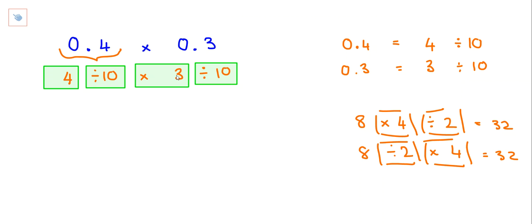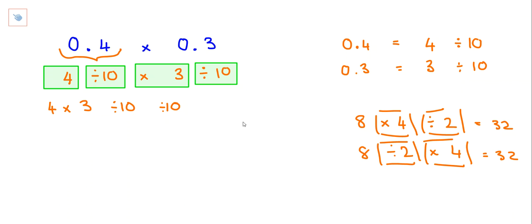So I'm going to do that here. I'm going to rearrange it. So I'm going to do the 4 times the 3. So what we've done now is we've just taken the numbers but not as decimals. We've just treated them like whole numbers, integers. But then, whatever that result is, I'm going to divide it by 10 once, and then divide it by 10 a second time.